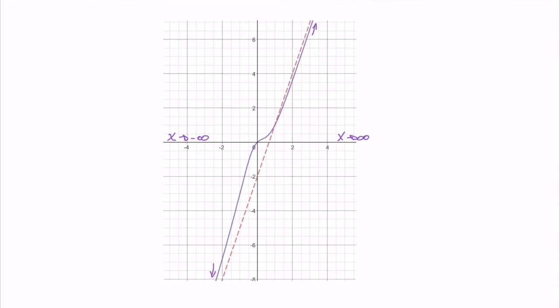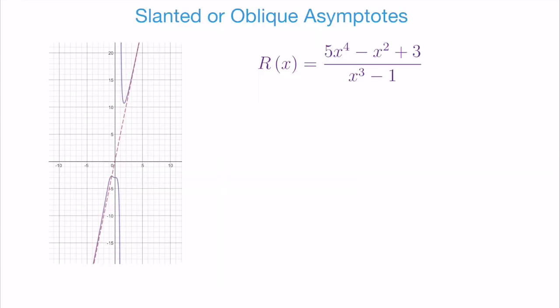As with horizontal asymptotes, the graph of a function may cross a slanted asymptote, but only towards the center. So you do not ever touch a vertical asymptote, but you can cross slanted or horizontal asymptotes towards the center of the graph and never towards the ends. Let's look at one more example.